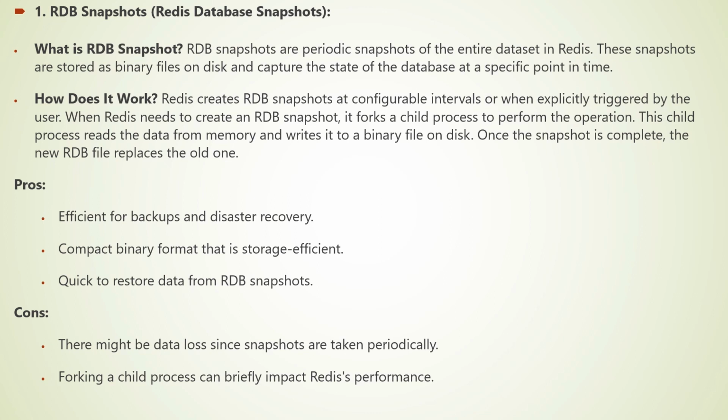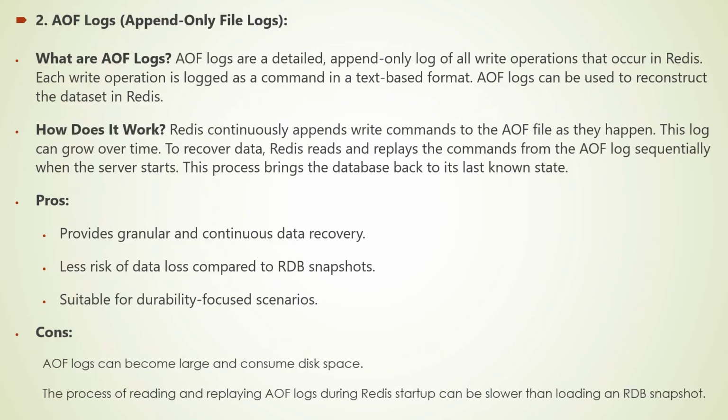Pros: efficient for backups and disaster recovery. Compact binary format that is storage efficient. Quick to restore data from RDB snapshots. Cons: there might be data loss since snapshots are taken periodically. Forking a child process can briefly impact Redis performance.